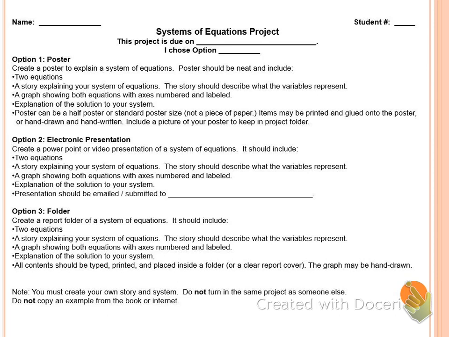A graph, the next thing you have to have is a graph showing both equations with axes numbered and labeled. So you're going to take those 2 equations, you're going to graph them on a piece of graph paper. Then you have to have an explanation of the solution to your system.